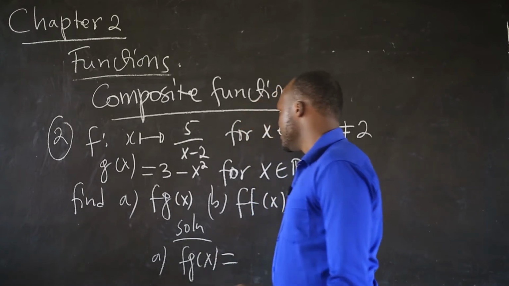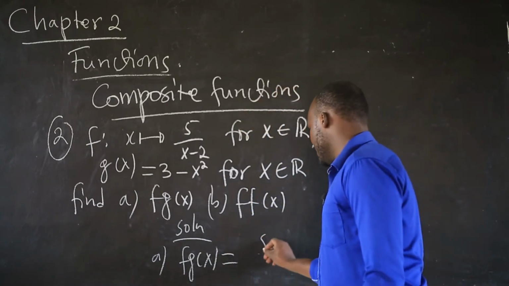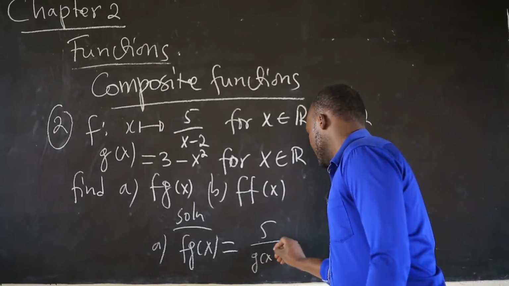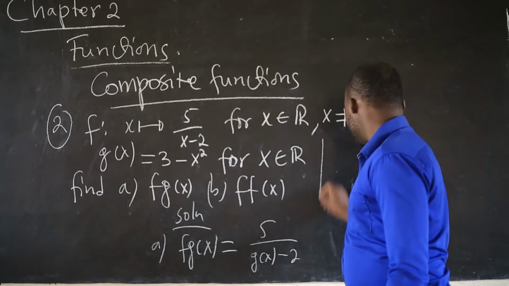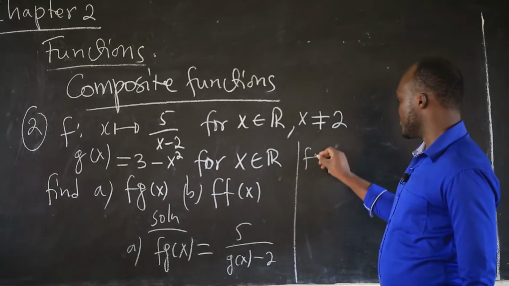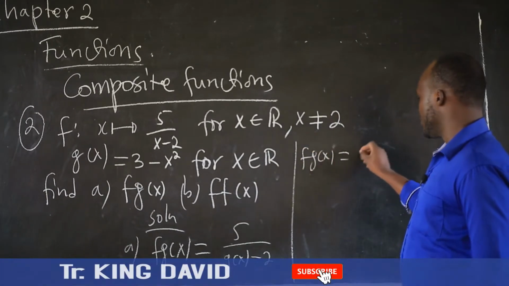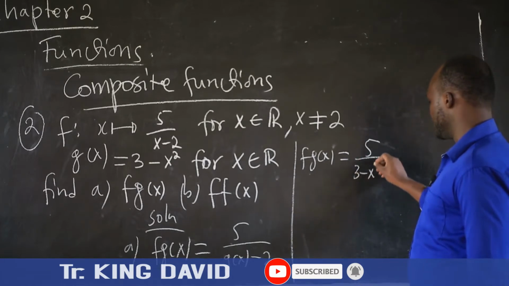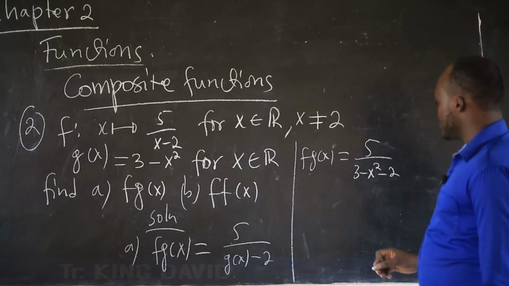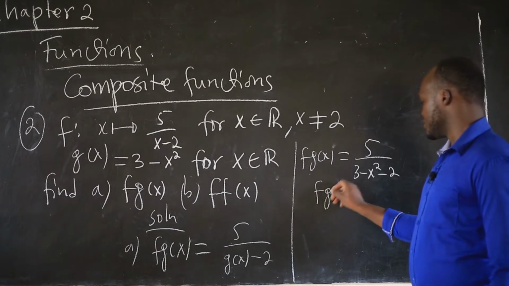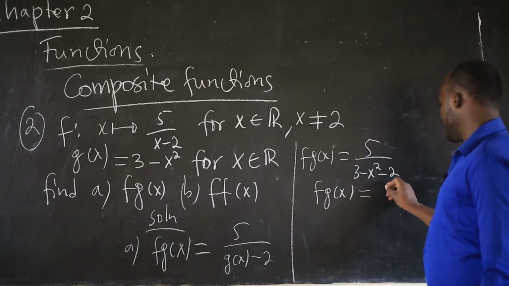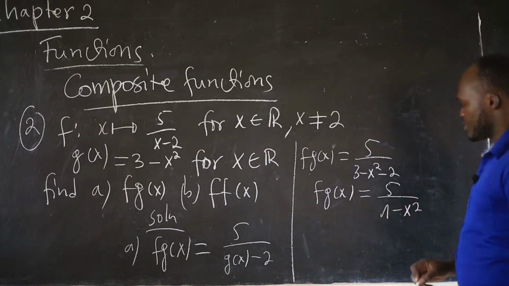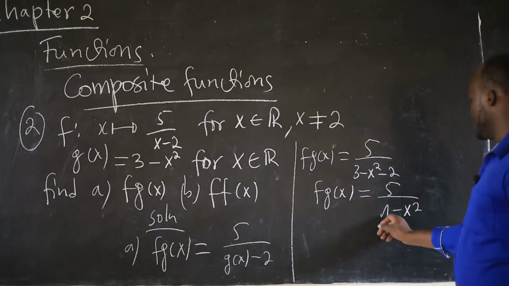So what is f of g of x? We just go in f where there is x, put there g of x, then minus 2. So this is f of g of x equal to 5 divided by 3 minus x squared minus 2. So now f of g of x is 5 divided by 1 minus x squared. So that is f of g of x.